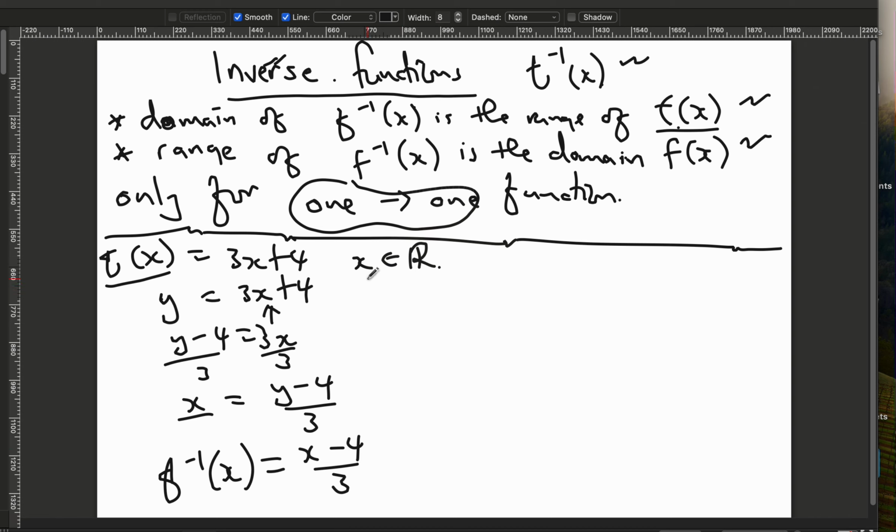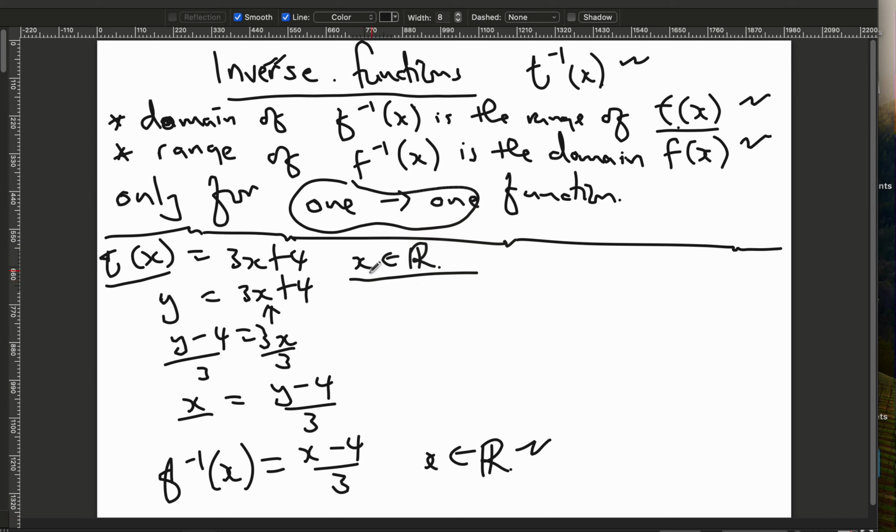But x is an element of real numbers. The domain of the original was an element of real numbers. So I will still need to mention on this part that x is also an element of real numbers. I hope you get the point. So whenever you write the inverse of a function, you need also to put in the domain for that inverse. And the domain is always the range of the original. I hope you have mastered the point.